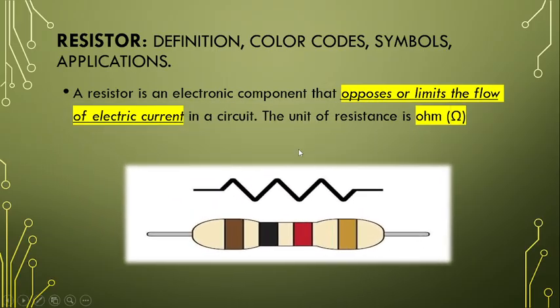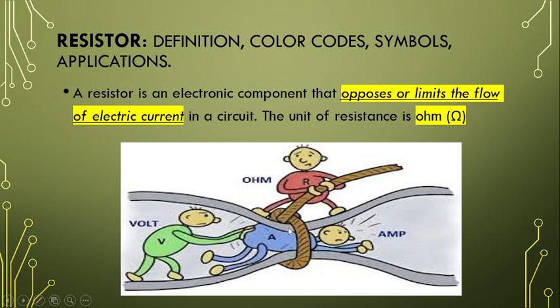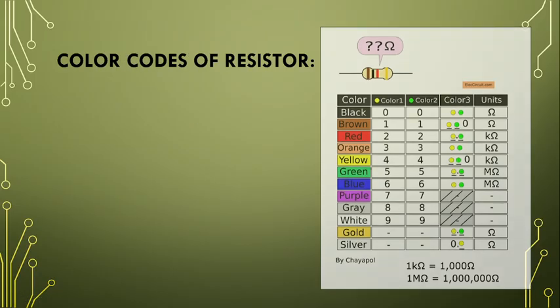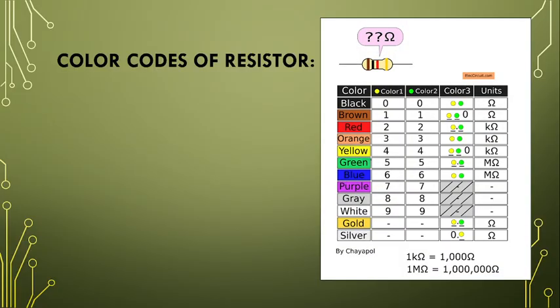This is the symbol of a resistor and this is what a resistor actually looks like physically. Now this picture gives you an idea about how resistance works. This is ohm, this is ampere, this is volt. Next one is the color code of resistor. So this is a chart where we can find the color code of resistor. This chart you should keep in mind.